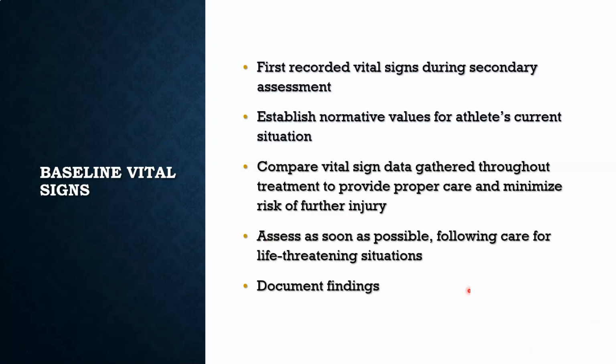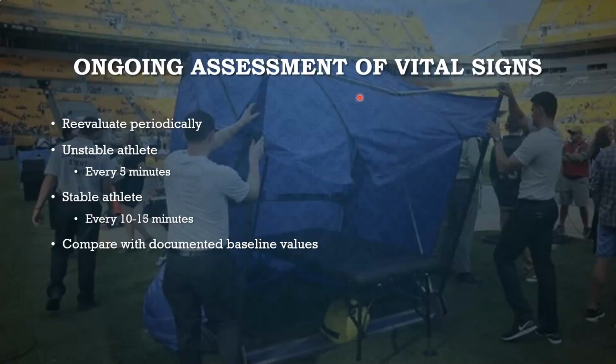And so we want to assess these baseline vital signs as quickly as possible and document those findings, so that way we can get to the ongoing assessment of the vital signs, which are just as important, if not more important. In an unstable athlete, we're reassessing every 5 minutes; in a stable athlete, it's every 10 to 15 minutes. And we compare these with the documented baseline values to look for changes.